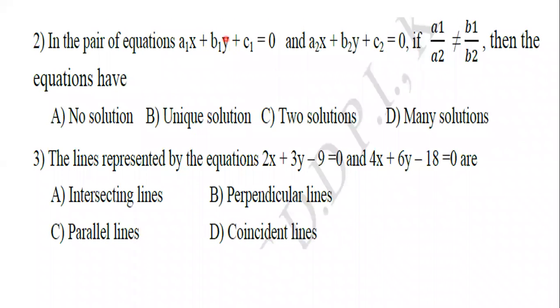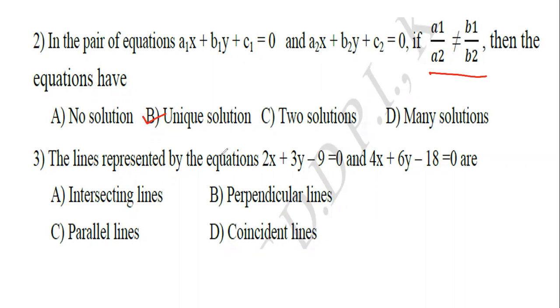Here, the pair of linear equations a1x plus b1y plus c1 is equal to 0 and a2x plus b2y plus c2 is equal to 0. If a1 by a2 is not equal to b1 by b2, then the equations have dash. So your a1 by a2 is not equal to b1 by b2. So how many solutions? Only one solution. This is a unique solution. Next, third question.